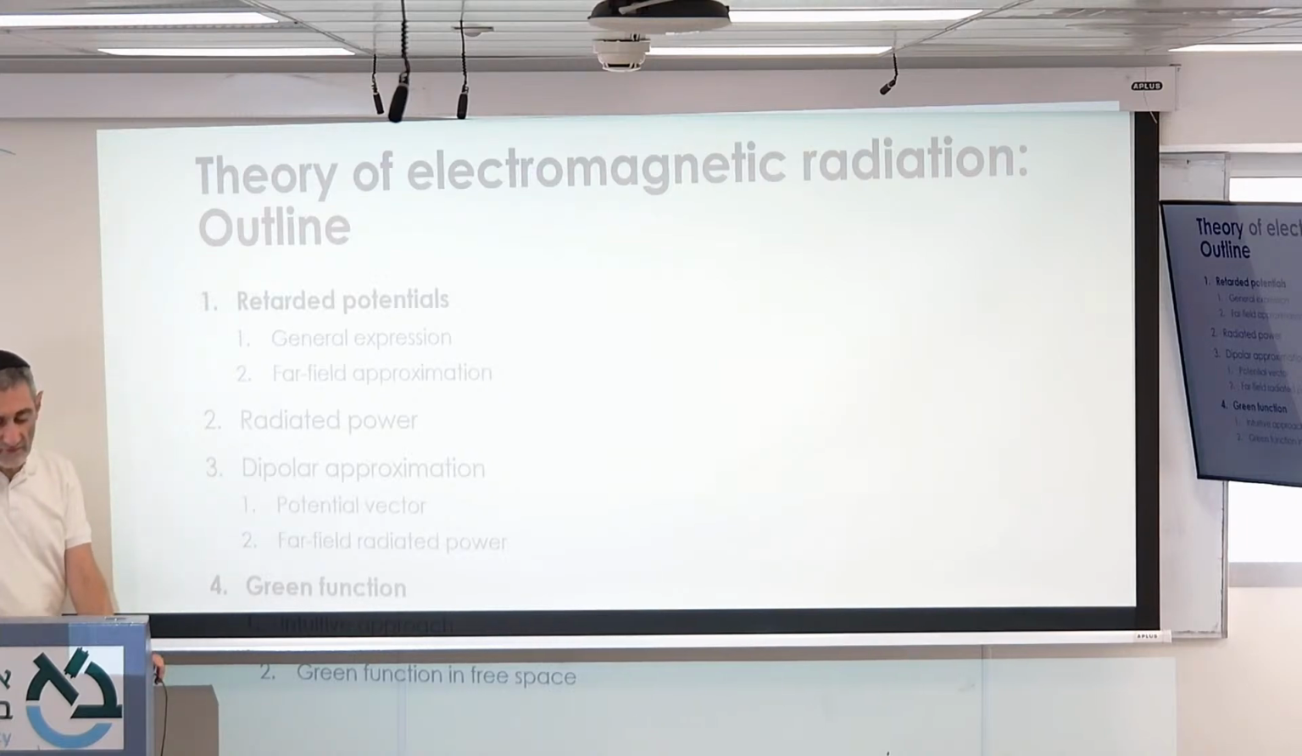Okay, so let's go now back to our theory of electromagnetic radiation and give the outline. We will see essentially two concepts. First one is the concept of retarded potentials. The other one is the Green function.